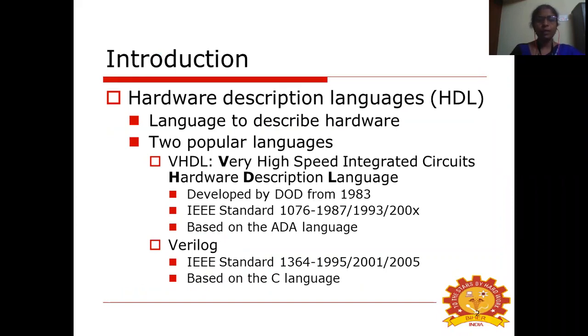There are two popular hardware description languages, VHDL and Verilog. VHDL is Very High Speed Integrated Circuit Hardware Description Language. It was developed by the DoD from 1983. The standard that is used is 1076. It is based on the ADA language. Verilog is based on the C language. The standard is 1364.